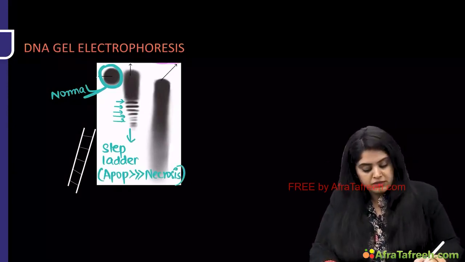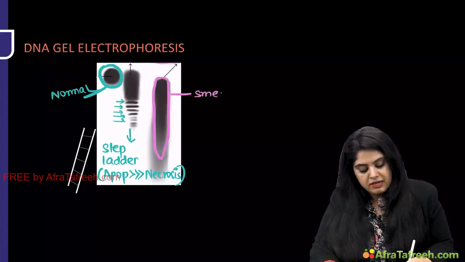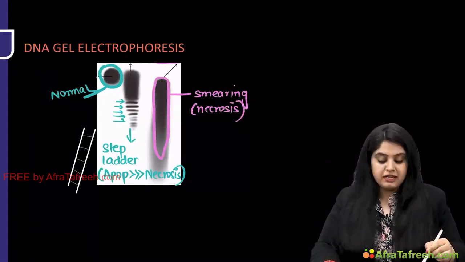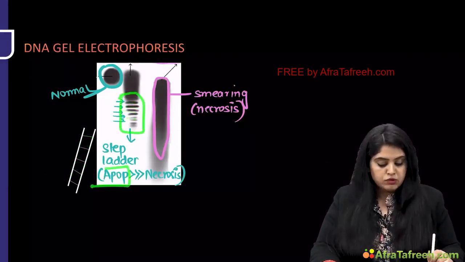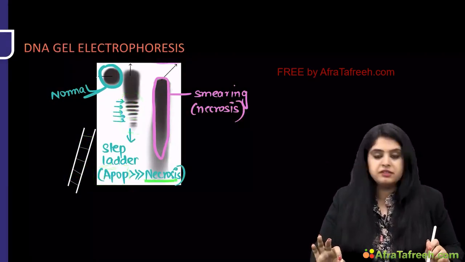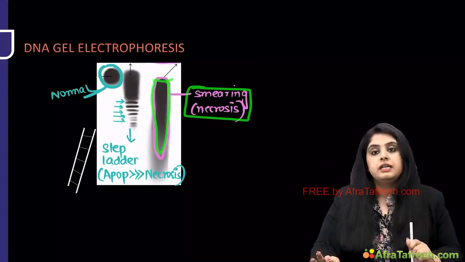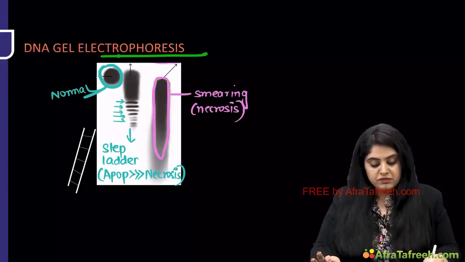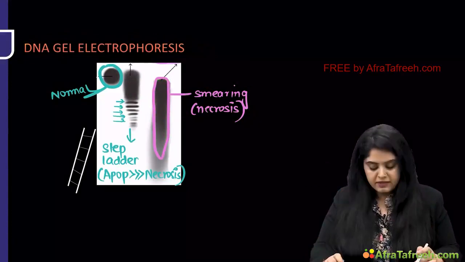Coming to the next, what is this pattern known as? This is known as the smearing pattern. When I'm saying smearing pattern, this is something that you see in a case of necrosis. Repeating once again, step ladder pattern most commonly seen in apoptosis, can be seen in necrosis too, whereas smearing pattern is seen most commonly in necrosis. So please remember this DNA gel electrophoresis, much expected question, very, very important.